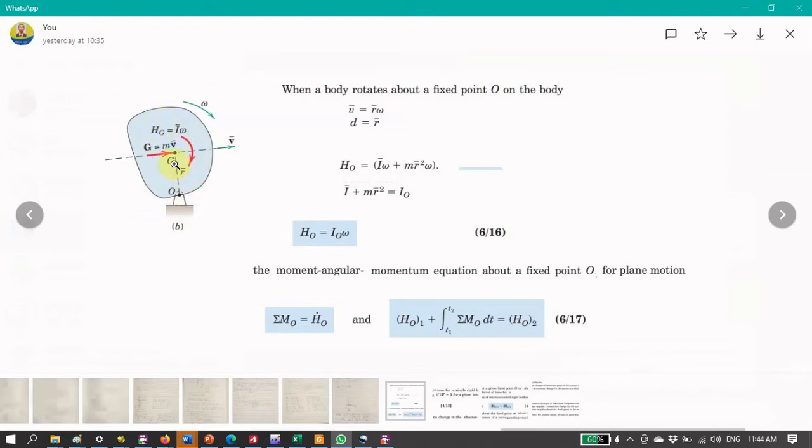So the angular momentum about the fixed point, the axis of rotation, is given by the moment of inertia about the mass center times the angular speed, plus the mass times the distance squared from the fixed point times the angular speed. So we obtain the moment of inertia of the rigid body about the fixed point.